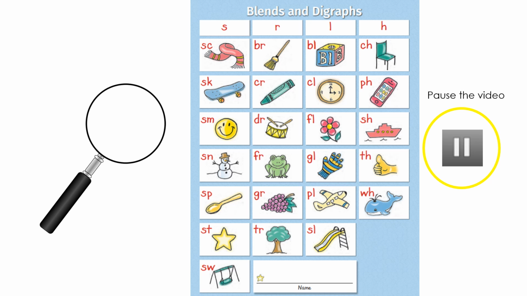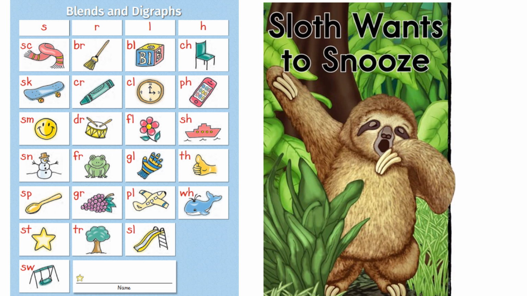If you need more time on each page, pause the video. To pause the video, you look for this little symbol, press it, and the video will stop on that page. Okay, it's time to go on a blend and digraph hunt. Look at the title of our book and think, do you notice any blends and digraphs? How can the blends and digraphs help you read this page?